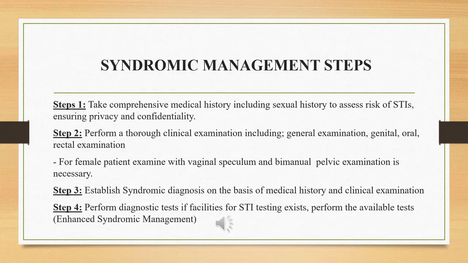Syndromic management steps. There are 10 steps to manage STI on syndromic basis. Step 1. Take comprehensive medical history, including sexual history, to assess risk of STIs, ensuring privacy and confidentiality. History should be taken in a non-judgmental way, using culturally and socially acceptable terms. Perform a thorough clinical examination, including general examination, oral, genital, and rectal examination.